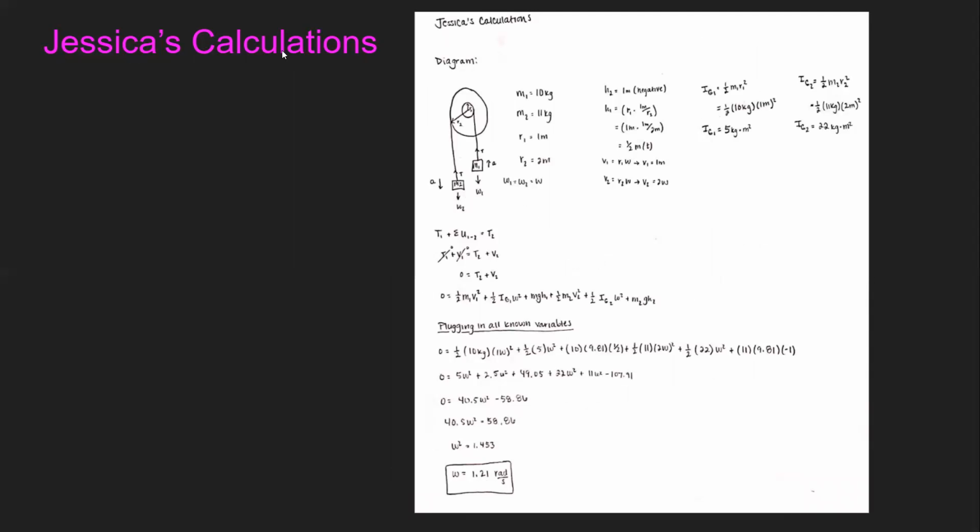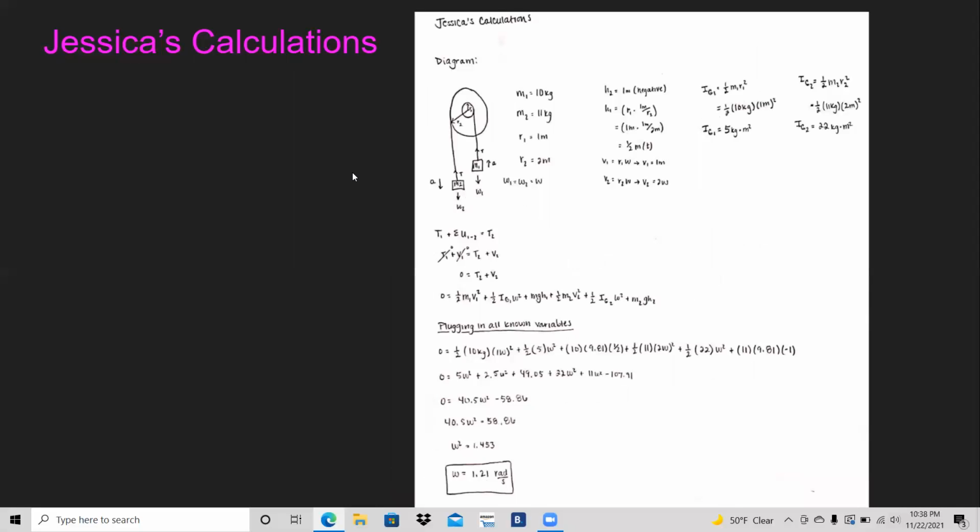Next, please. Here were my calculations where my mass 1 was 10 kilograms and my mass 2 was 11 kilograms, but still keeping R1 equal to 1 meter and R2 equal to 2 meters. And after calculating everything, my w equals 1.21 radians per second.